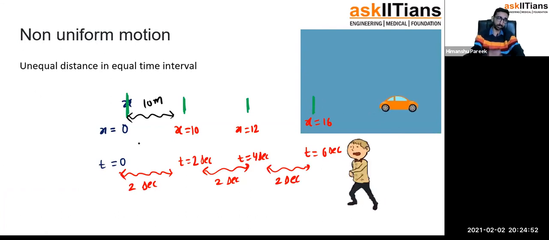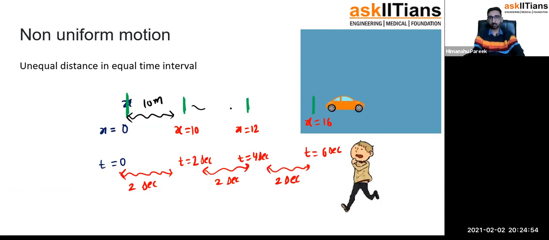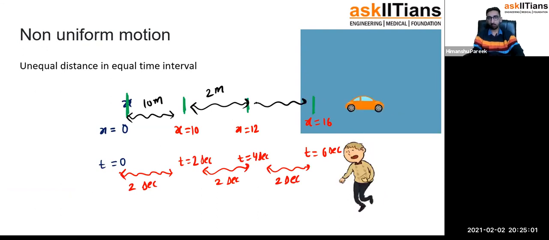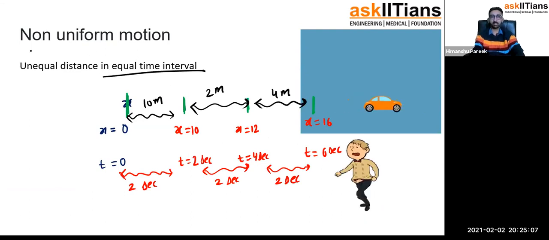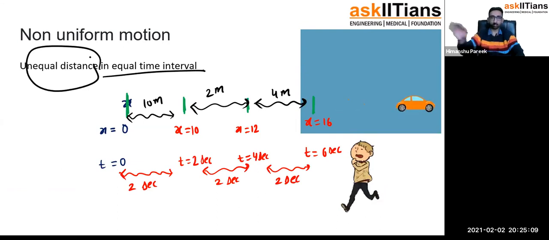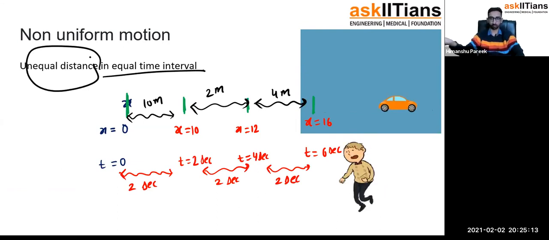some distance: in the first 2 seconds, then the body has covered 2 meters of distance in the next 2 seconds, then the body has covered 4 meters in the next 2 seconds. So in equal intervals of time, the distances covered by the body are not equal. They are unequal. That will be defined as a non-uniform motion.